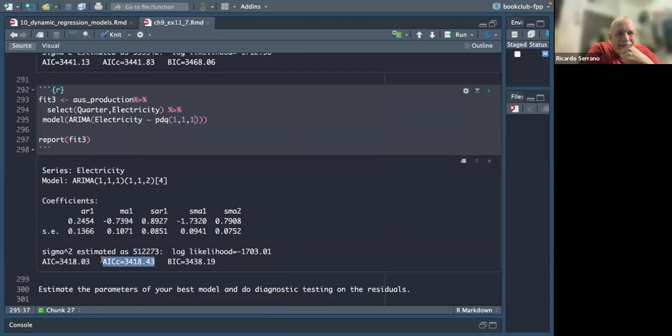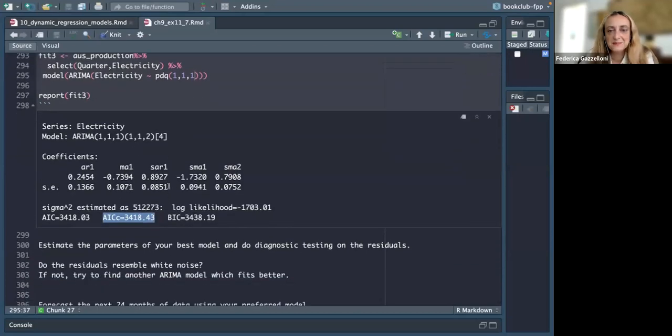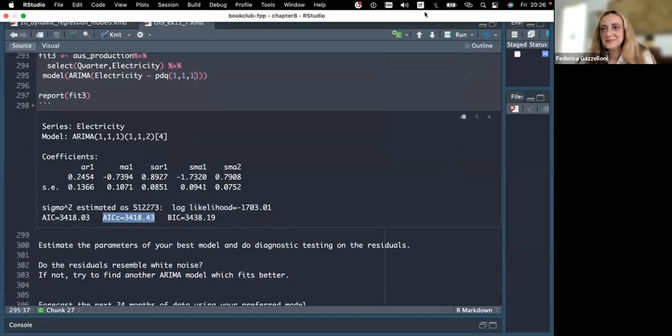Look at that. That AIC is less than the Auto ARIMA. So just doing that differencing that the Auto ARIMA couldn't catch, doing that differencing in the values per se, according to AIC, gives you a better model. So I leave it to you.